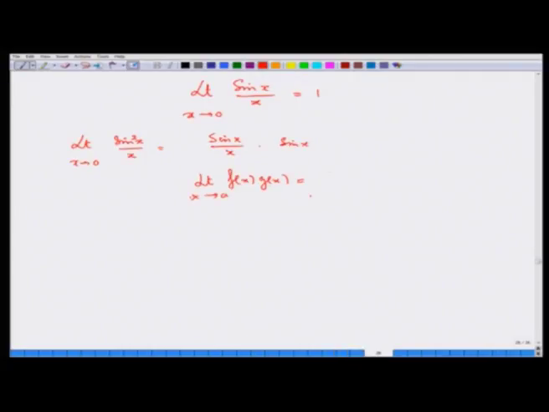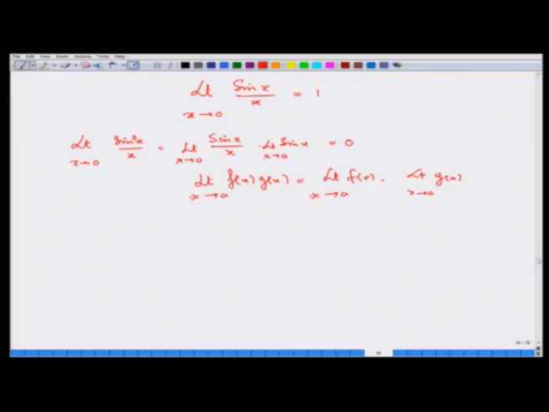So, now we will have that this is nothing but limit of f x as x tends to a, into limit of g x as x tends to a. Now, limit of sin x by x as x tends to 0 is 1 and limit of sin x as x tends to 0 is 0. So, this answer is 0. You can have a lot of problems of this form and it really does not matter.